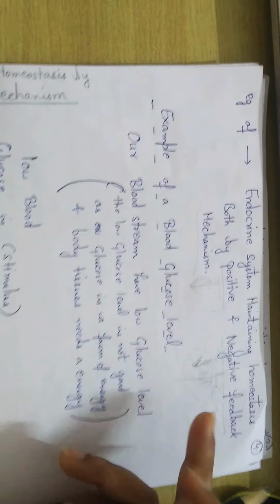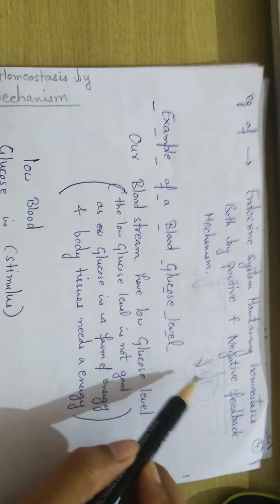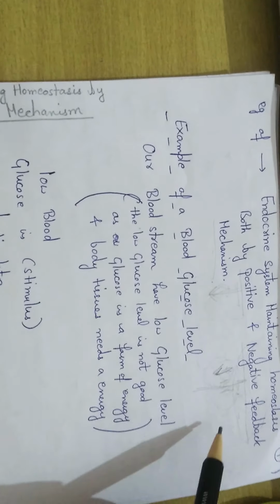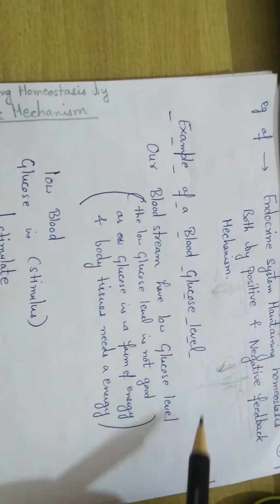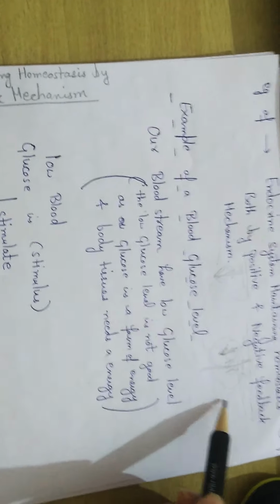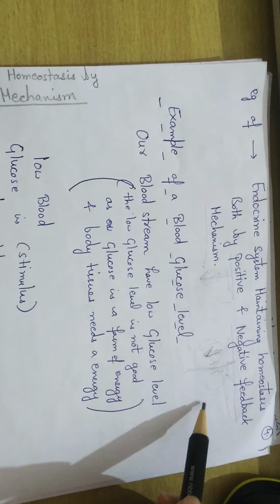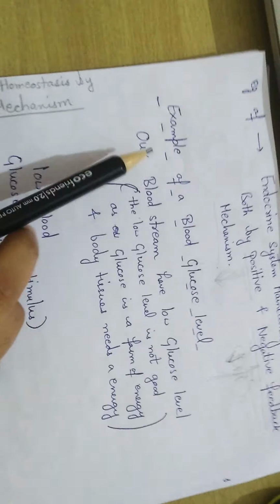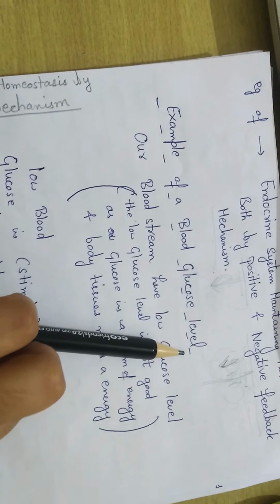Okay, this system works basically on the nephron part of the kidney, and from the distal convoluted tubule, it will reabsorb the sodium ion into the bloodstream, and in this way it is going to raise the blood pressure. Okay, so this is a beautiful example of a blood glucose level.